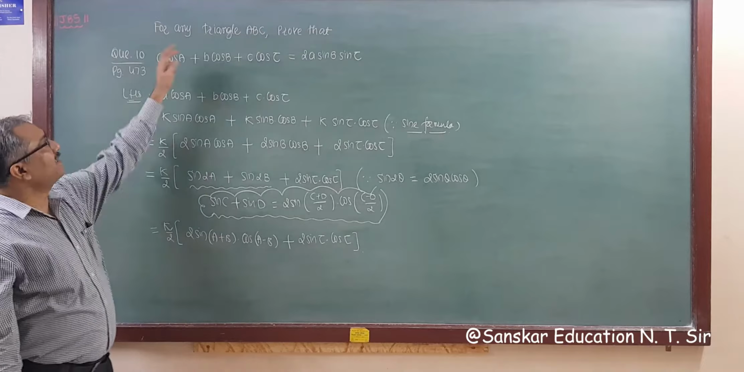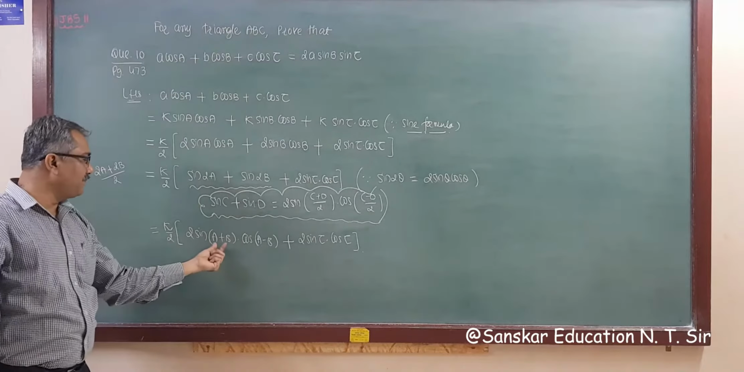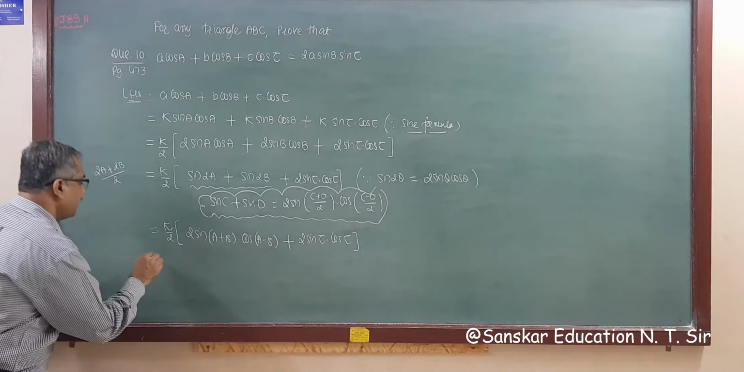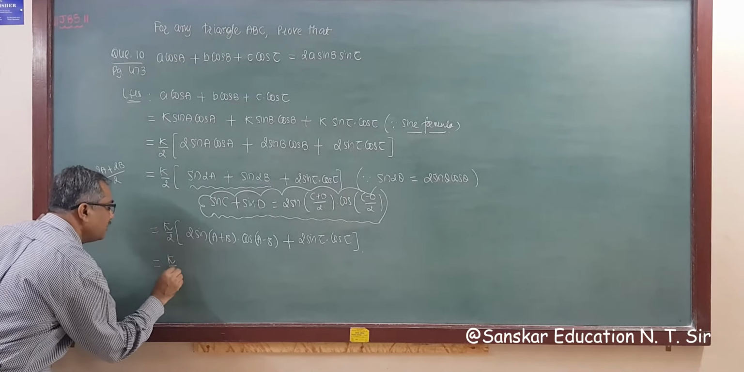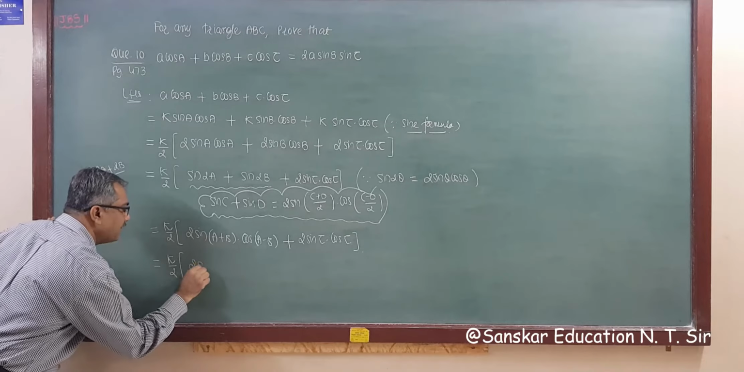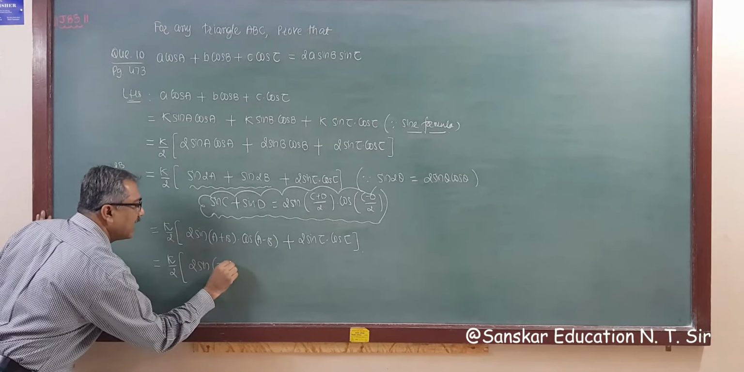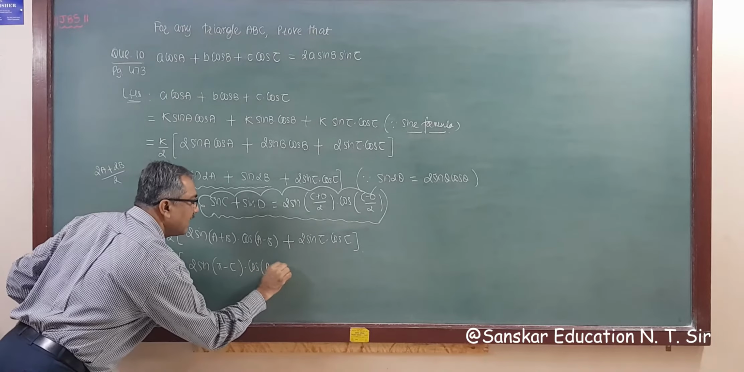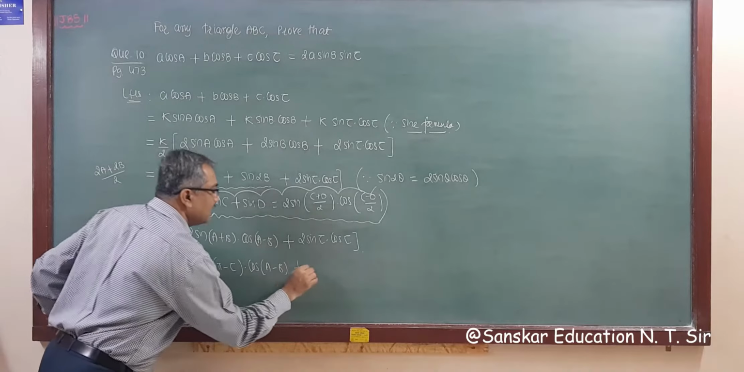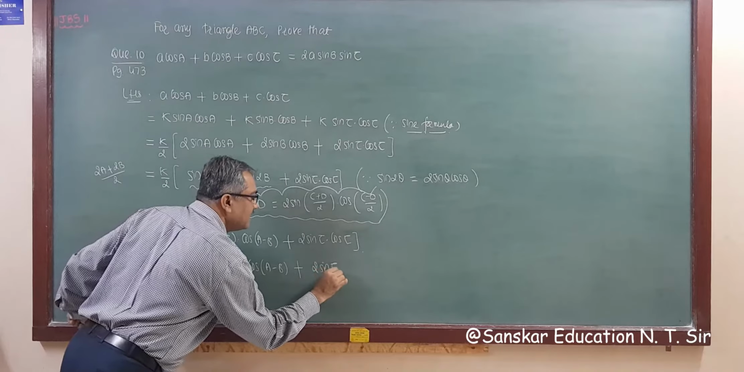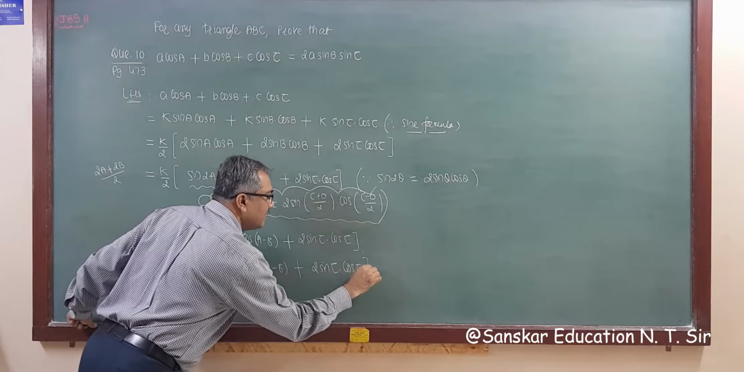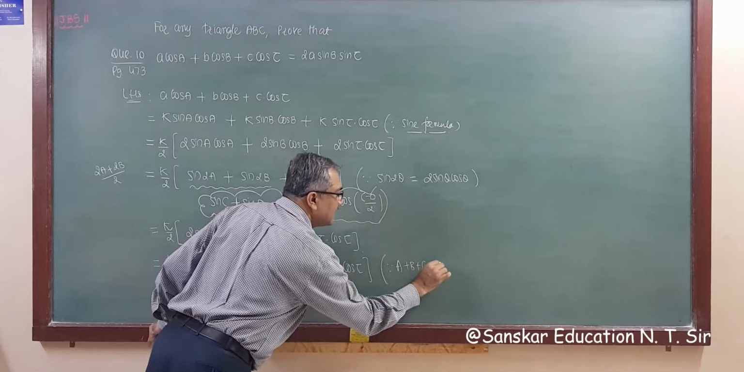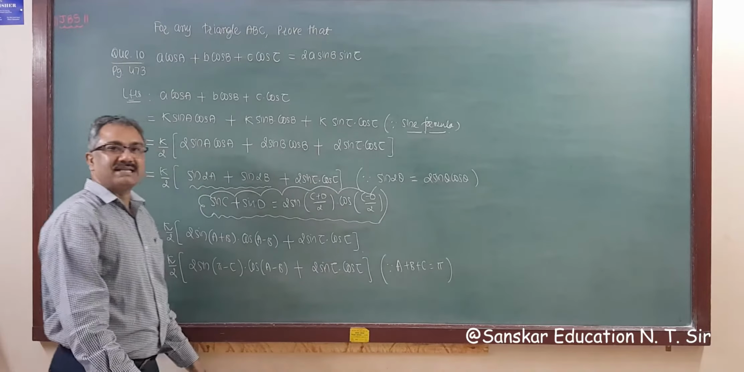Now we are solving for triangle ABC. So A plus B plus C is equal to pi. So A plus B is pi minus C, right? So this will be K by 2, this is 2 times sin(pi minus C) into cos(A minus B) plus this is 2 times sin C into cos C. Why this? Because A plus B plus C is equal to pi, we have to use this identity.